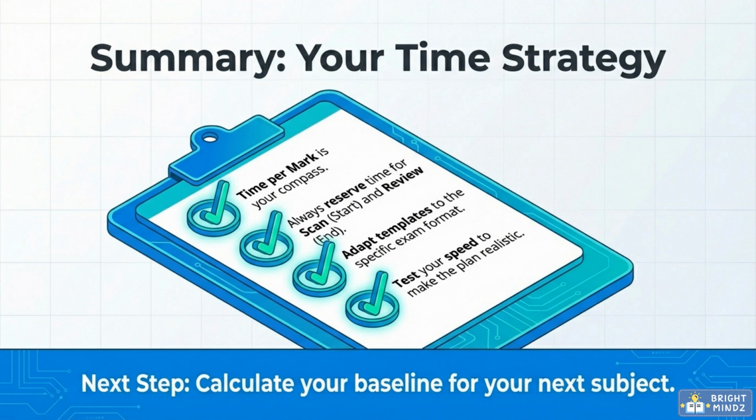Your whole time strategy rests on one idea. Time per mark is your compass. Build every plan from that number. Protect minutes for scanning at the start and reviewing at the end. Adjust your template to each paper, test it in practice, and keep tuning it so it matches your real speed.